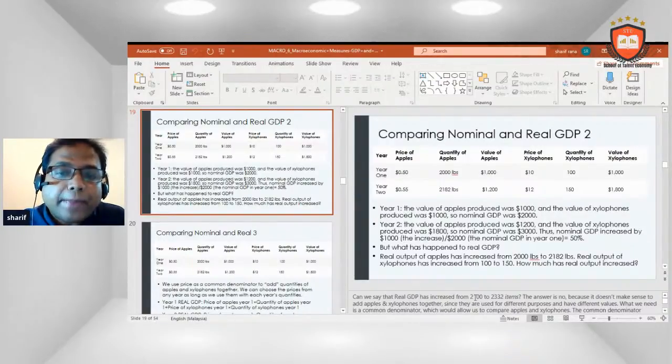Real output of apples has increased from 2,000 lbs to 2,182 lbs. Real output of xylophones has increased from 100 to 150. How much has real output increased?